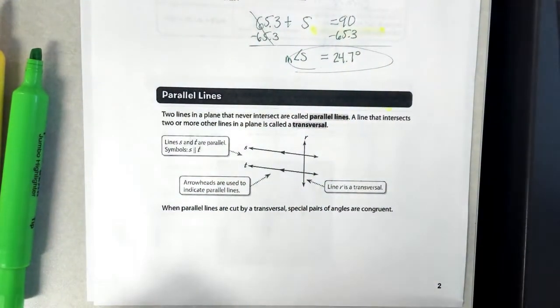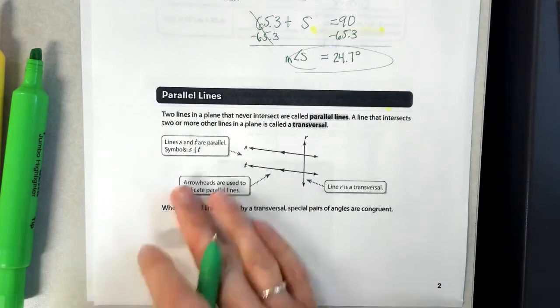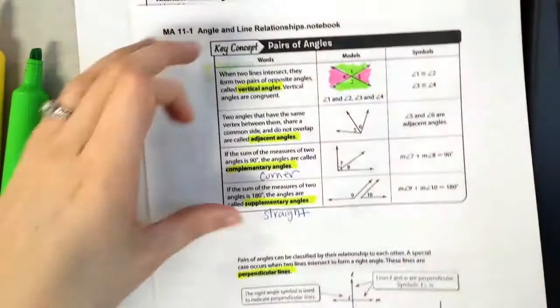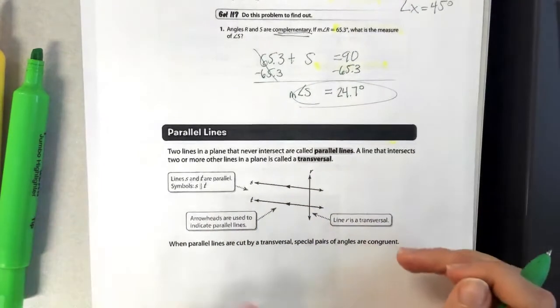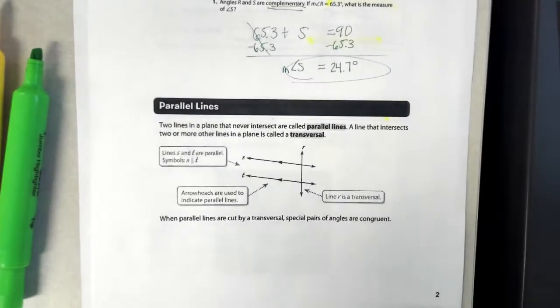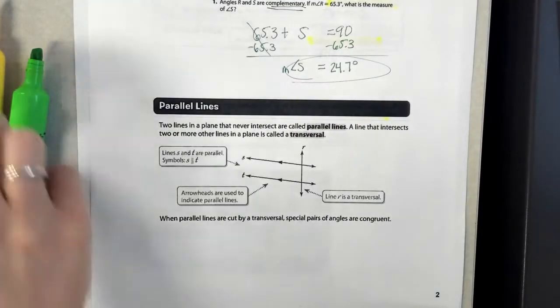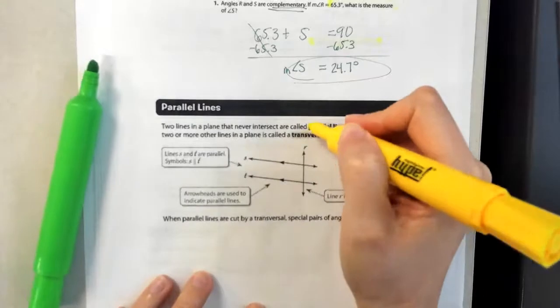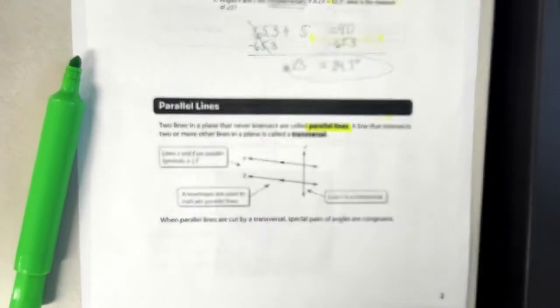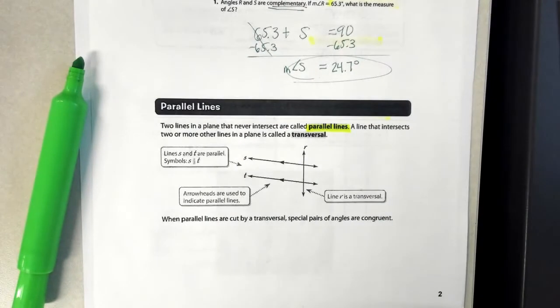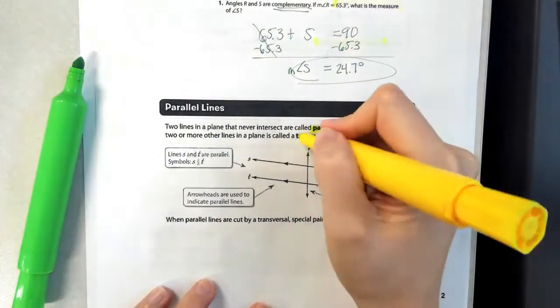Now we're starting a whole other set of vocabulary terms. So here's this set. This set is actually 7th grade terms. The next set that we're learning are actually in the 8th grade standards. Okay. So it says, two lines in a plane that never intersect are called parallel lines. You guys already know that one. That one shouldn't be new. Then it says, a line that intersects two or more lines in a plane is called a transversal.